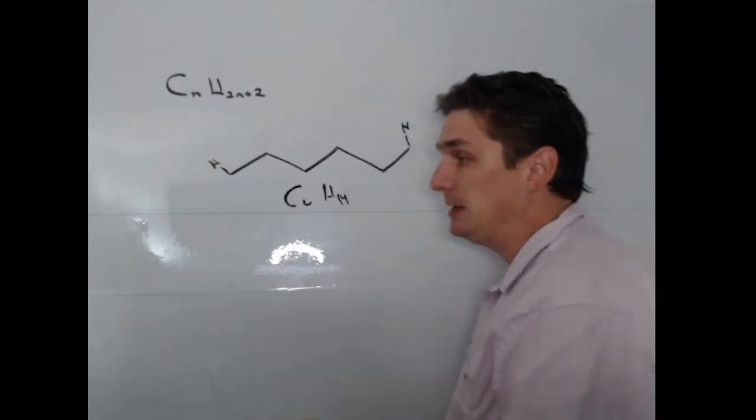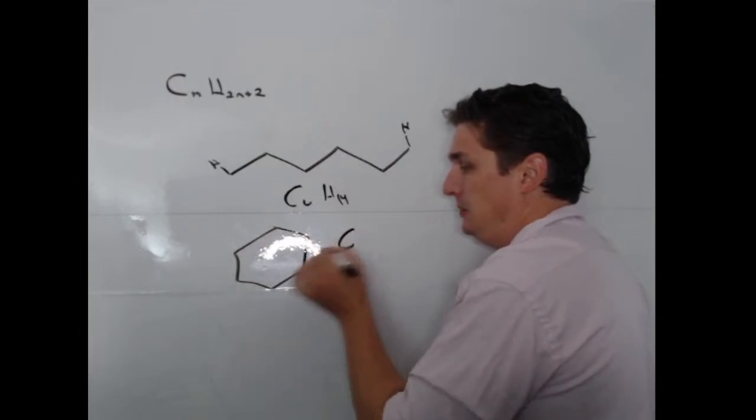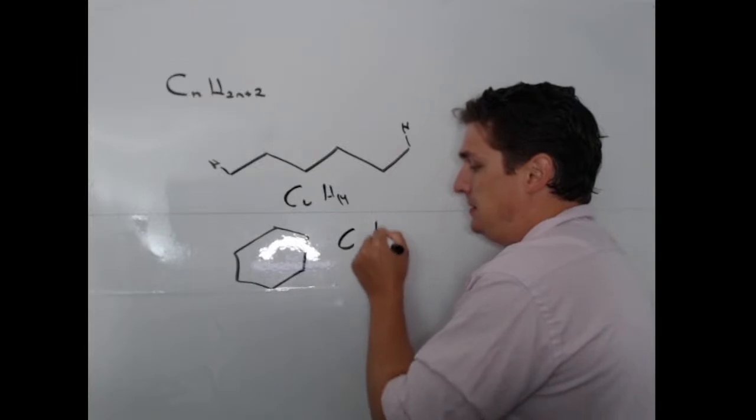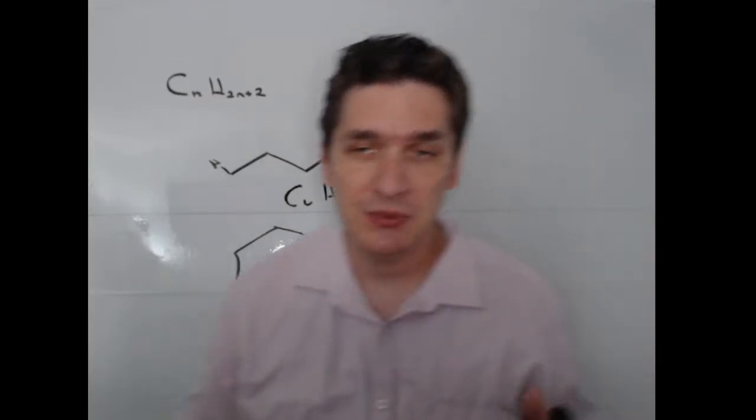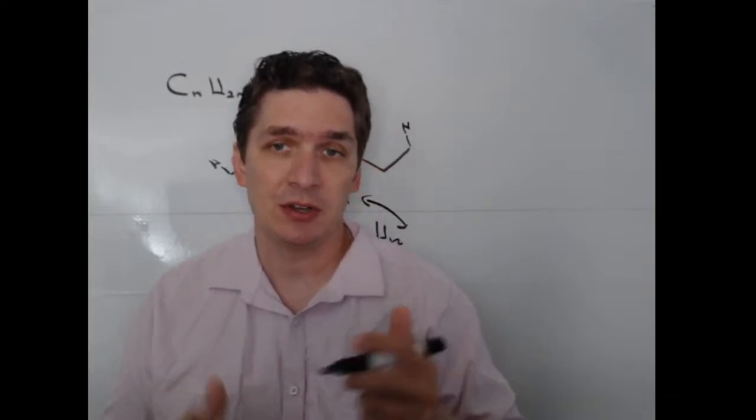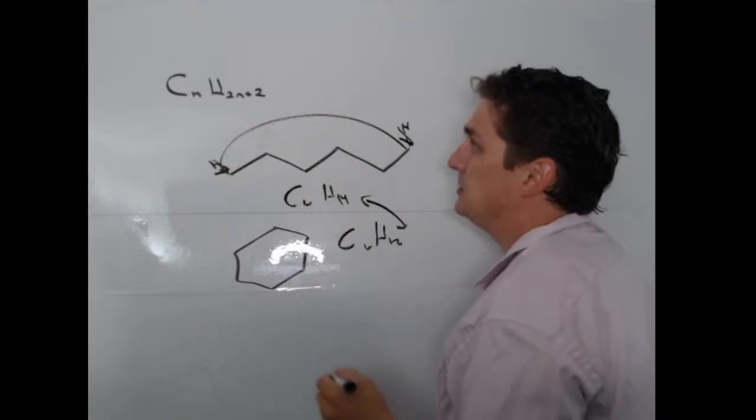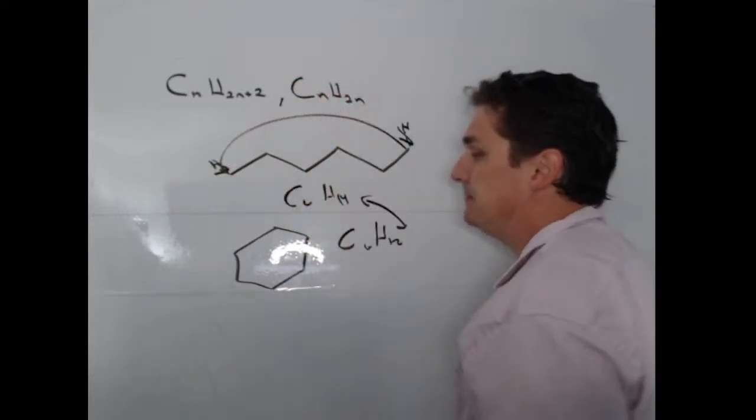So how about a ring? Well, with a ring, we have C6 and 2, 4, 6, 8, 10, 12 hydrogens. So the difference here is 2, and where that 2 comes from is that two hydrogens are popped off. Basically, these are popped off in order to form a bond between the carbons. So the general formula for a ring is CnH2n.